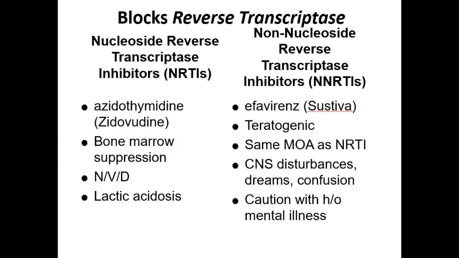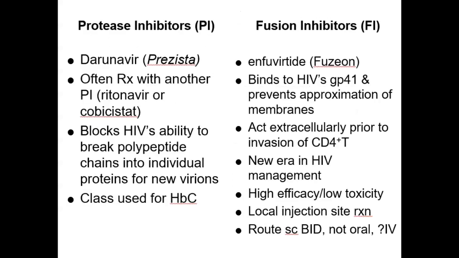Protease inhibitors, these ones basically end with the NAVIR ending. So you might recognize them as darunavir, ritonavir. Basically, they prevent the completion of the viable virions. And then the fusion inhibitors are listed there. They end in tide, fusion inhibitors.